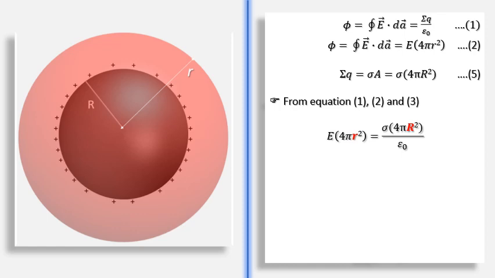So 4 pi r square E into 4 pi r square, sigma into 4 pi r square. Both r are not the same, they are different. On the left side you have the Gaussian surface, on the right side the surface on which you have your charge distributed. Simplify, and this is what we get.